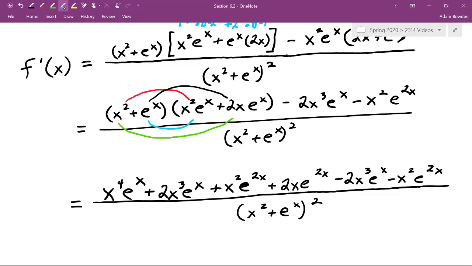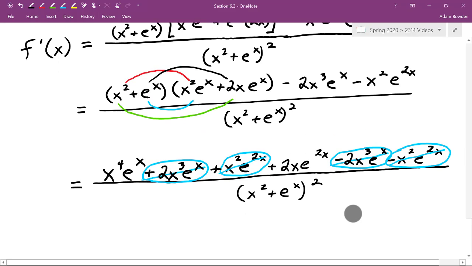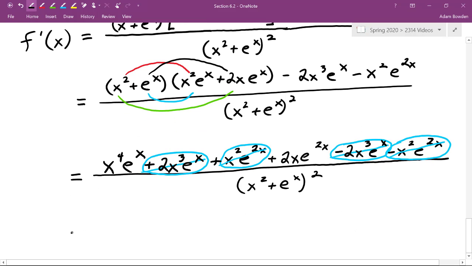Alright, well this is kind of getting crazy, but the reason why we did it can now actually start to show up. And notice how we have a positive 2x cubed e to the x and a negative 2x cubed e to the x, that same term. So those, I can cross those out. There should be something else we can cross out. Here we can get rid of the x squared e to the 2x and the negative x squared e to the 2x. So while it did take a lot to write that out, it does go ahead and take care of some of these extra terms that we don't necessarily have to have.